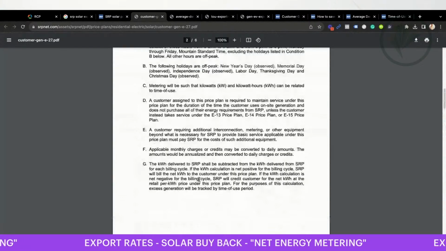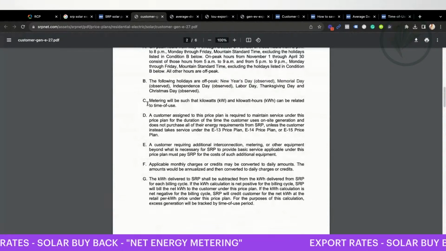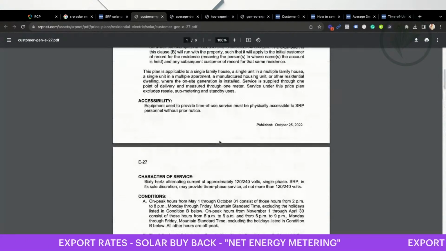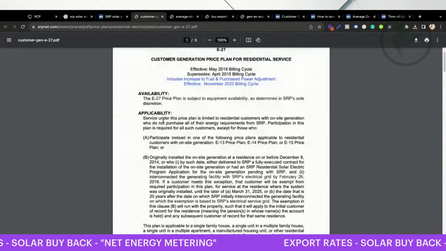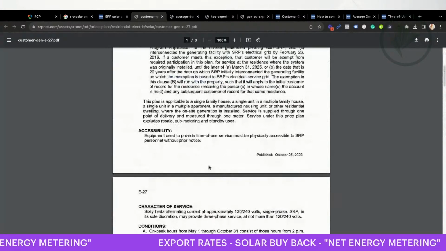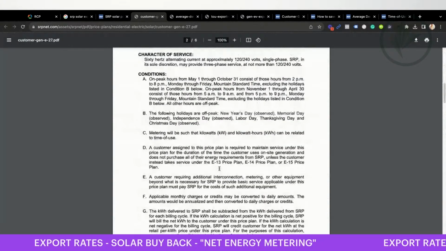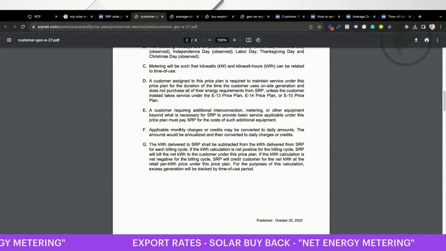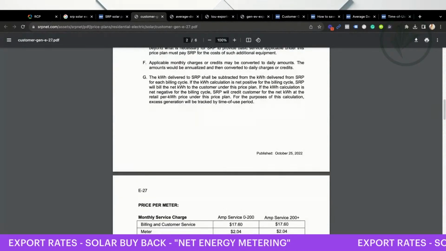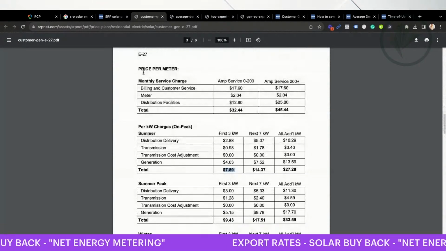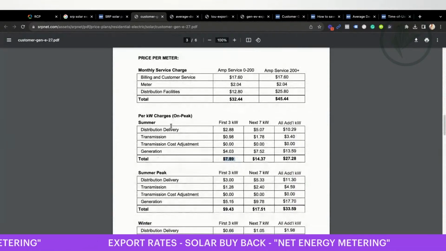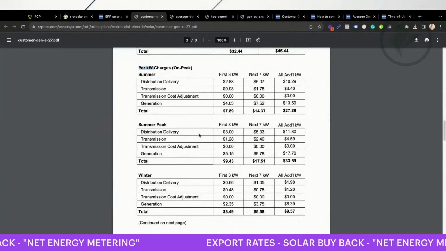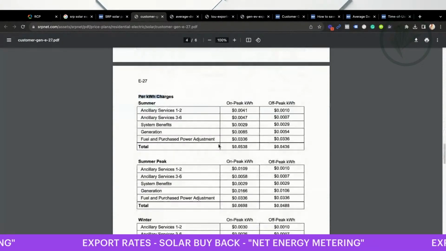Metering will be such that kilowatts and kilowatt hours can be related to time of use. Okay. We want to double check. We want to know, because words are words, and they're very important in this case. Per meter, okay. Per kilowatt, okay. Per kilowatt, so that means per kilowatt. So we go down.